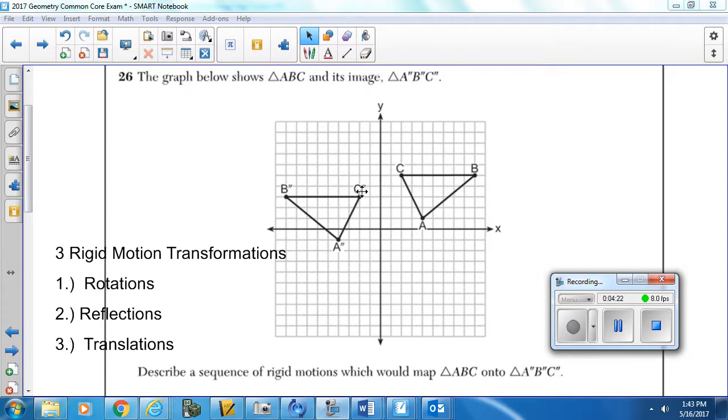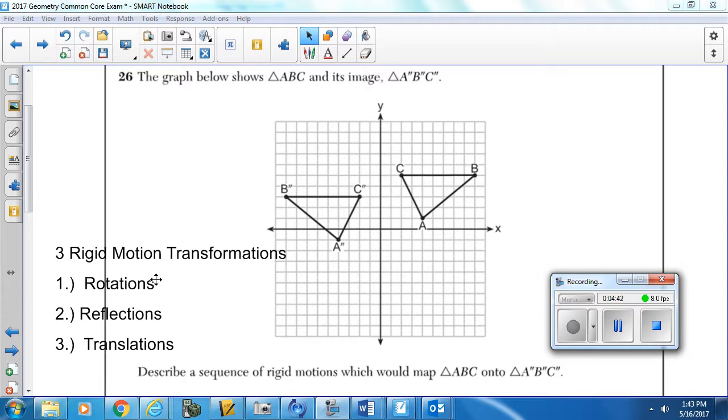One of those would work. But when we have rigid motion, I want you to write this down. We have 3 rigid motion transformations. And what rigid motion means is that the new shape will be congruent to the original, or the image will be congruent to the pre-image.